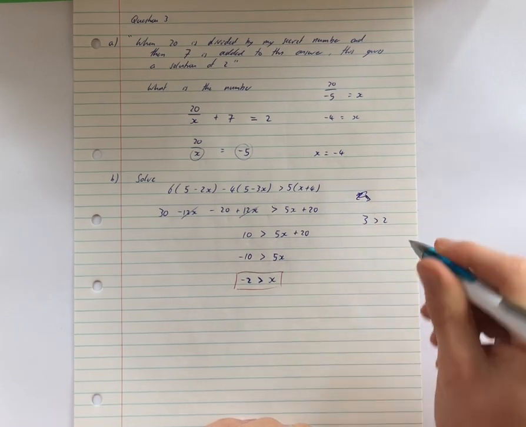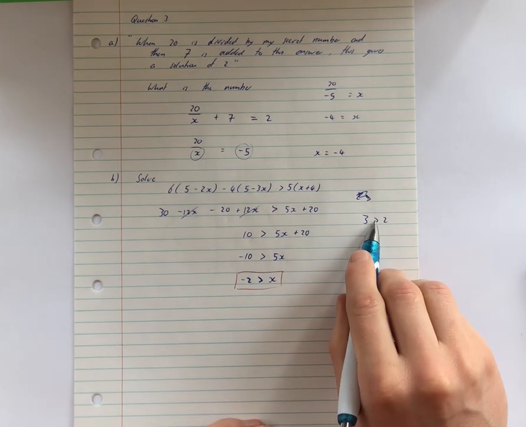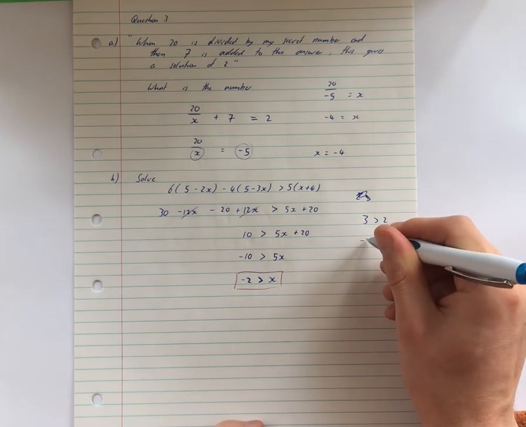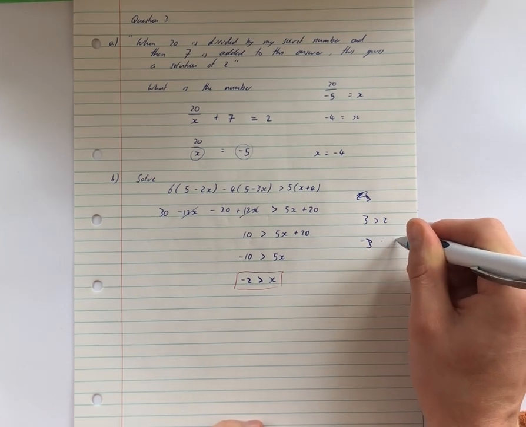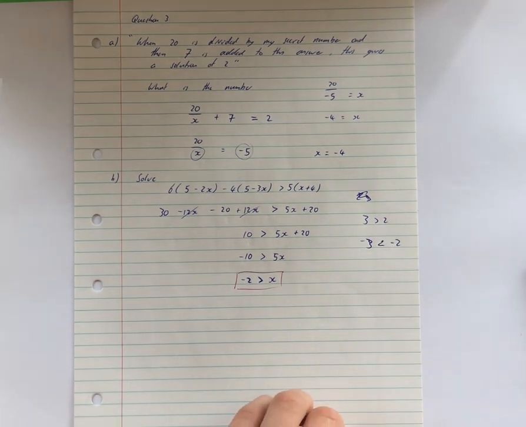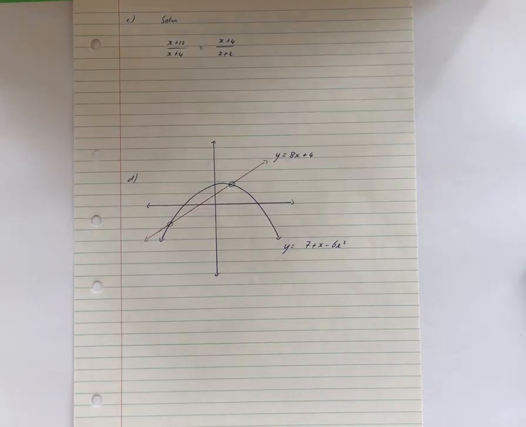3 is greater than 2. The only time that the inequality changes is when you multiply or divide by a negative. So when the signs change, you'll see that now the negative 2 is greater than negative 3. So that's the only thing you need to be careful of. Okay.